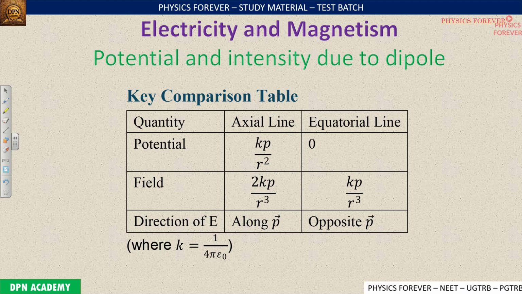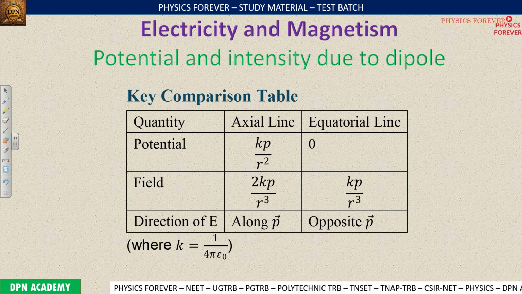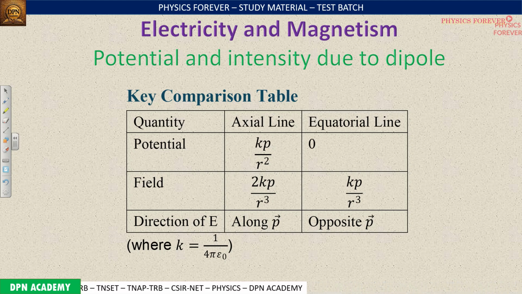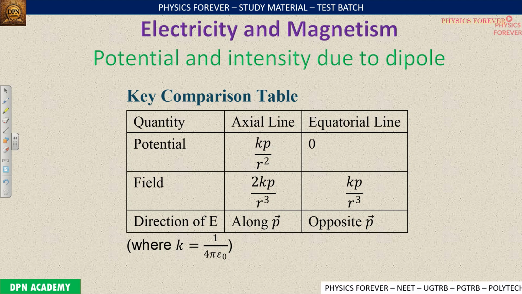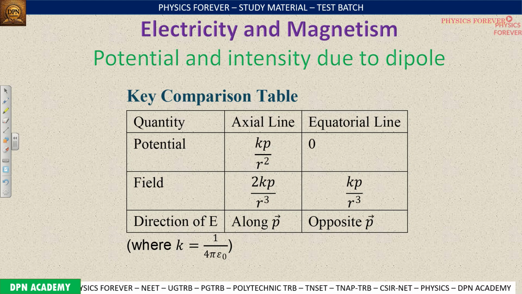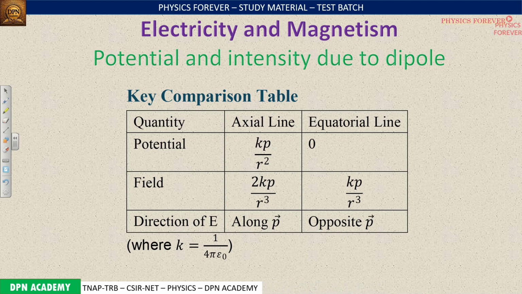So the comparison table for axial line and equatorial line, potential and field. Most important. The axial field is along the p vector, the equatorial field is opposite to the p vector. Here k is 1 by 4 pi epsilon naught. What is the value of k? It is 9 into 10 power 9. So this is the most important: the potential on the axial line and equatorial plane, and similarly for the field. Then we have to find out whether the direction of the electric field is along or opposite to the direction. This is the important table.